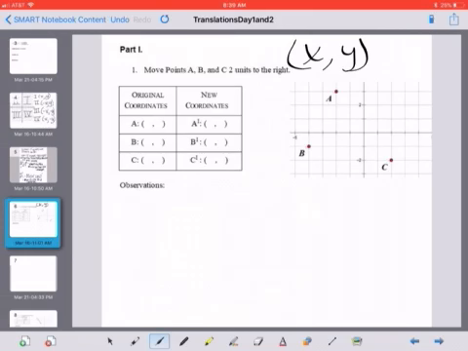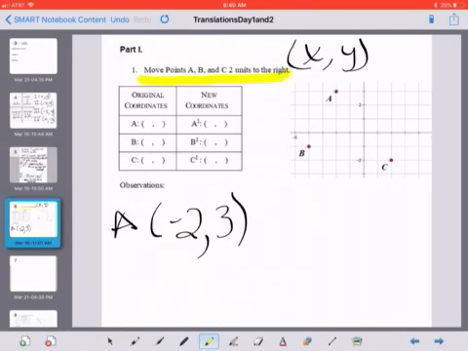So for this one, it's going to be a negative because we're going to the left of the origin. So A is going to be -2, +3. So then in the directions, you can see up here, it says move points A, B, and C 2 units to the right. So you're just going to follow the directions for all the points, and you're going to move them or translate them the way that the directions tell you. So for this one, it's 2 units to the right.